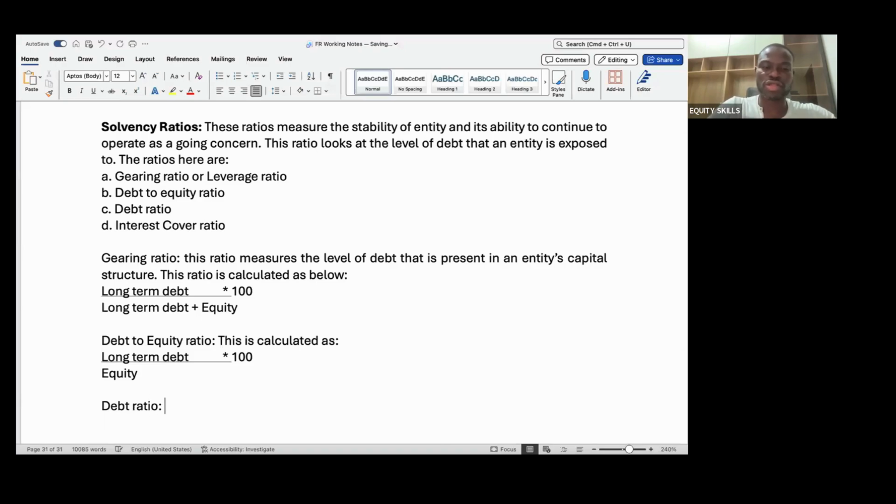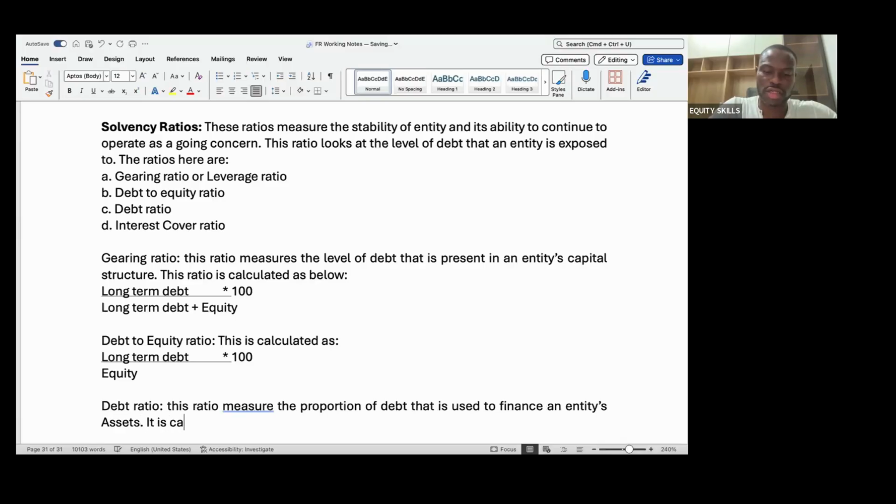Then we have the debt ratio. This ratio measures the proportion of debt financing an entity's assets. So it is debt over assets. This ratio measures the proportion of debts that is used to finance an entity's assets.